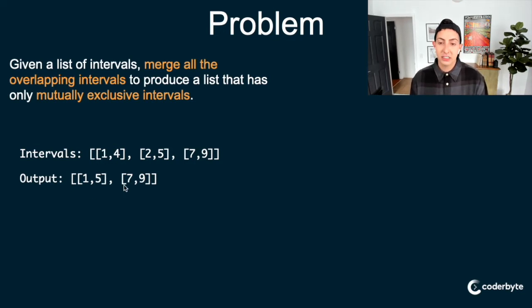And then 7, 9 doesn't overlap with either of them. So we can't merge those. We can keep that separate. So that's kind of our goal for this week's problem.